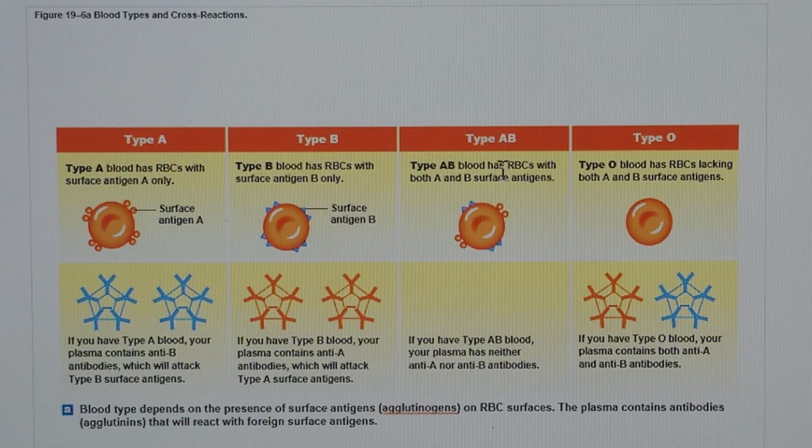Type AB blood has red blood cells with both A and B surface antigens. If you have type AB blood, your plasma has neither anti-A nor anti-B antibodies. If you have type O blood, your red blood cells lack both A and B surface antigens, and your plasma contains both anti-A and anti-B antibodies.